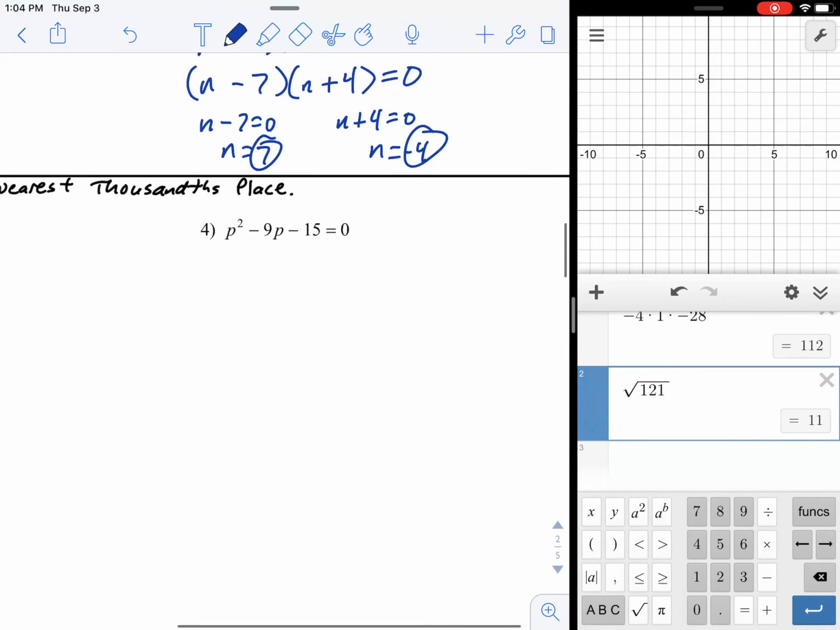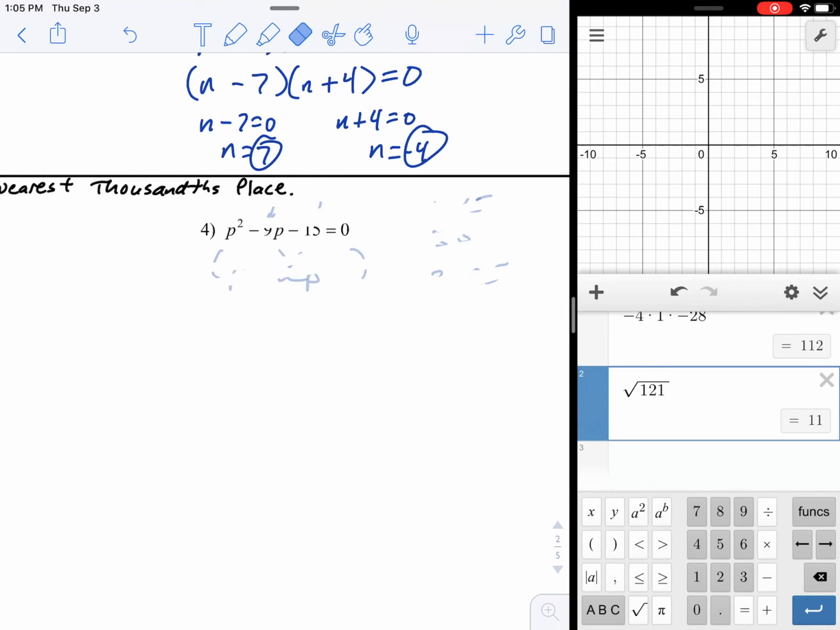This one is not factorable. I cannot come up with 2 numbers that are going to multiply to negative 15 and add up to 9. Think through all the combinations. 1 times 15, 3 times 5. There isn't much else. You could try like 2.5 times 7, right? Or no, 2 times 7.5. What am I doing? Duh. 2 times 7.5. You could get into decimals and things, but they're not going to multiply to 15 and add up to 9. It's just not going to happen.